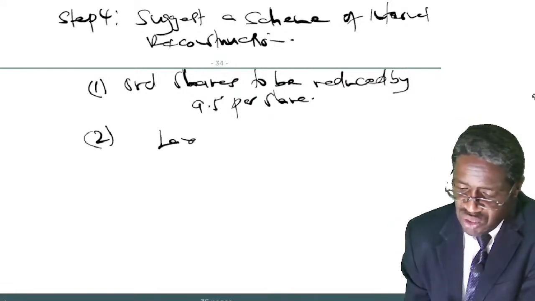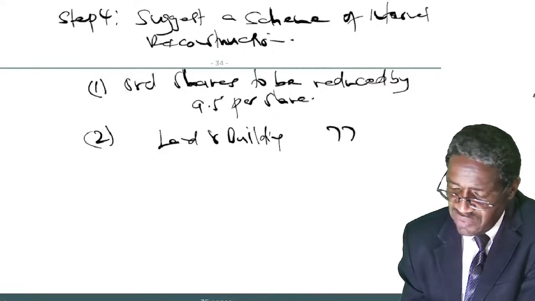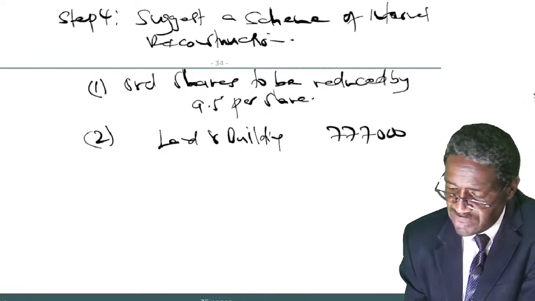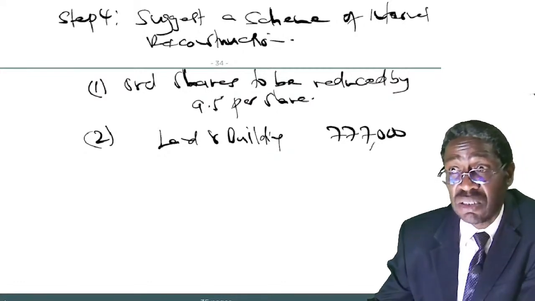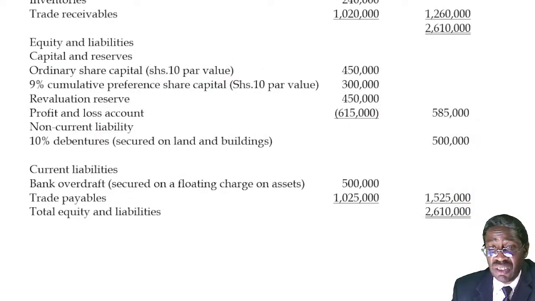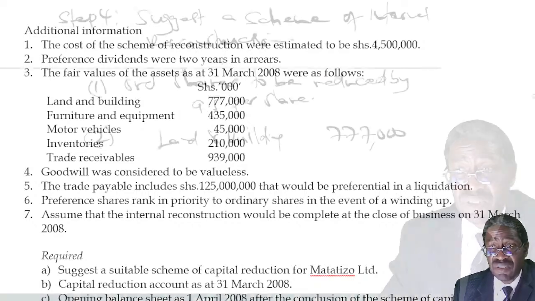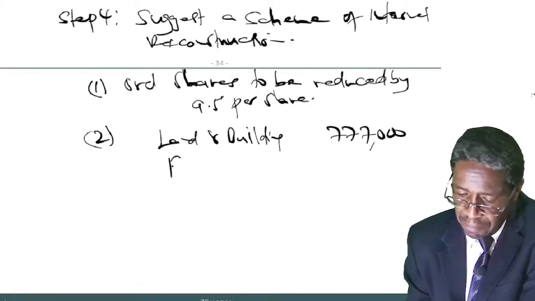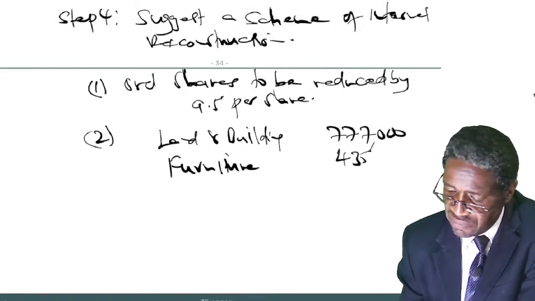I remember the first one was land and buildings. That was 777,000. I am going to copy note number 3 as it is, because that's where the fair values of the assets are given. So I'm copying note 3. After land and buildings 777, I come to furniture. That is 435.